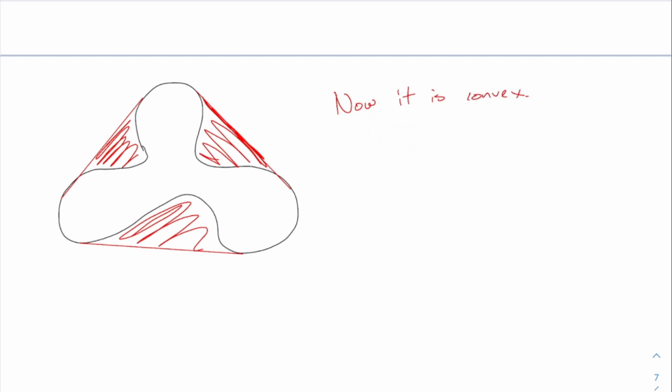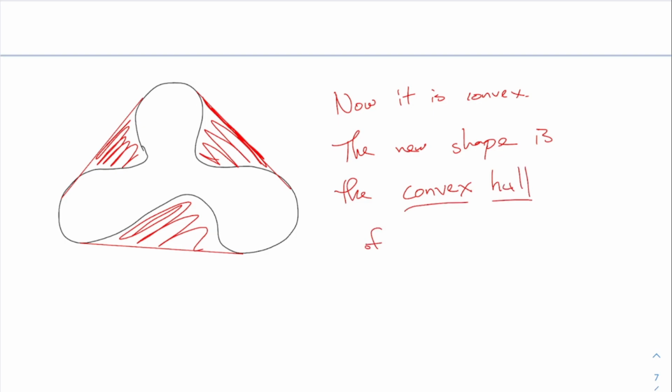And this new shape that I got comes from some old shape to which I have added stuff to make a new shape. This new shape has a name. This is called the convex hull of the original shape. This is called the convex hull, all right? The new shape is convex. The original shape was not. The way you get the new shape is by filling in all the non-convex parts by adding straight lines.